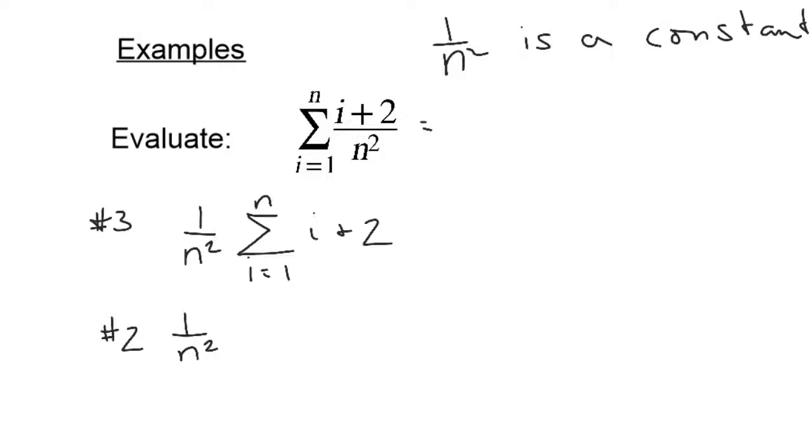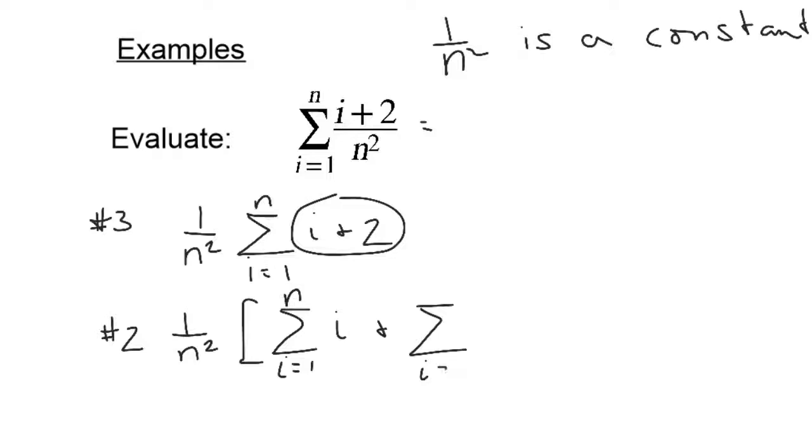Now my next step is using property number 2, which says when I have two things summed up right here, I can simply split it off into two separate summations. So I'm going to do that right now. The summation of i, plus the summation from i equals 1 to n of 2. Why did I put the brackets there and there around it? Because both summations get multiplied by 1 over n squared. I can't do one and not the other.